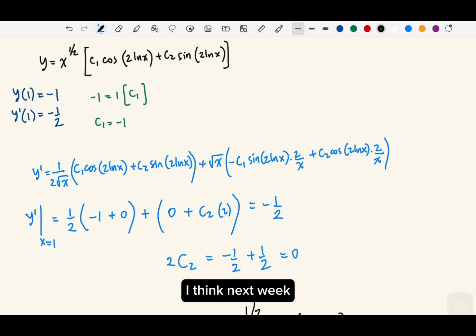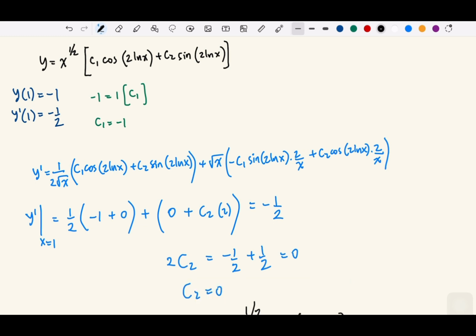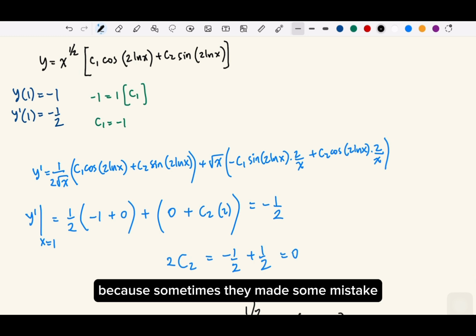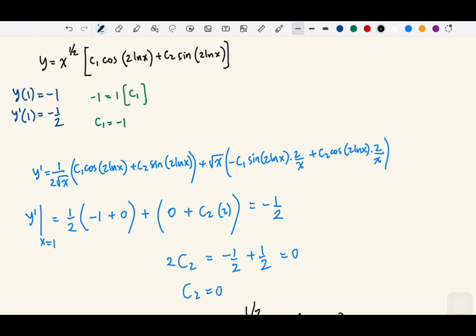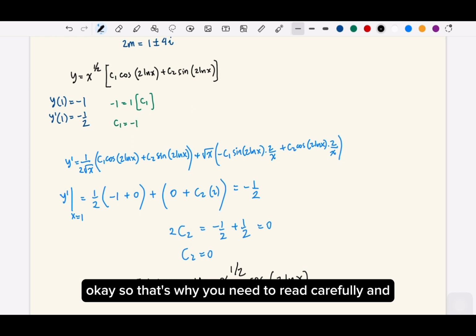I think the textbook, which one is better, this one or this one? I think this one. I go here. I'm correct. Textbook is wrong. The question is actually this one. So sometimes why does the textbook have many editions? Because sometimes they made some mistakes. Okay, so that's why you need to read carefully and then solve it.